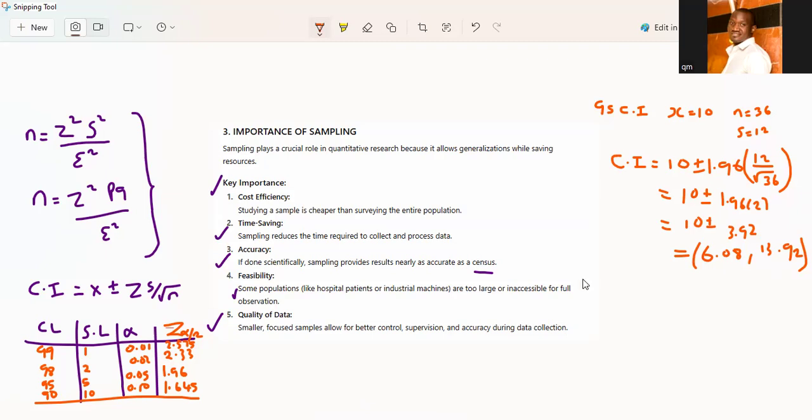Right. So let's find a 98% confidence interval for a sample size of 100 with the standard deviation of 20. And the mean is 15. Want to try?